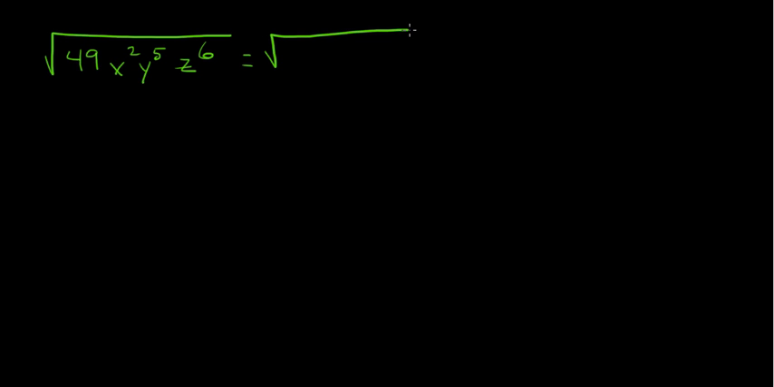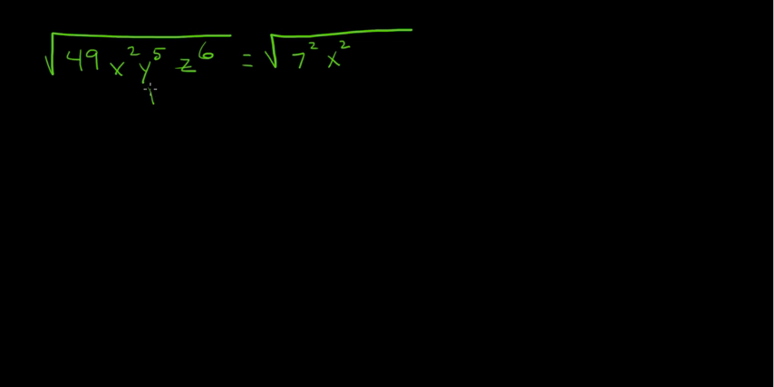Let's try the square root of 49 x squared y to the fifth z to the sixth. We're going to find the square root of that. I'm going to show you a simple trick here: you find the square root of a bunch of squares. Like 49 is 7 squared. x squared, of course, is x squared.